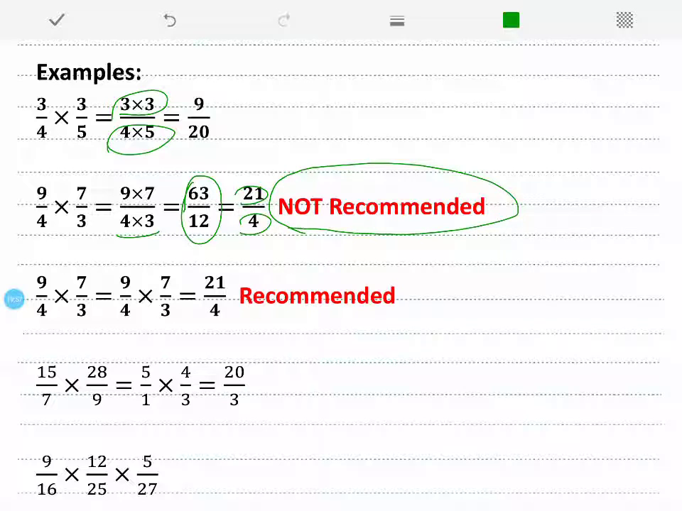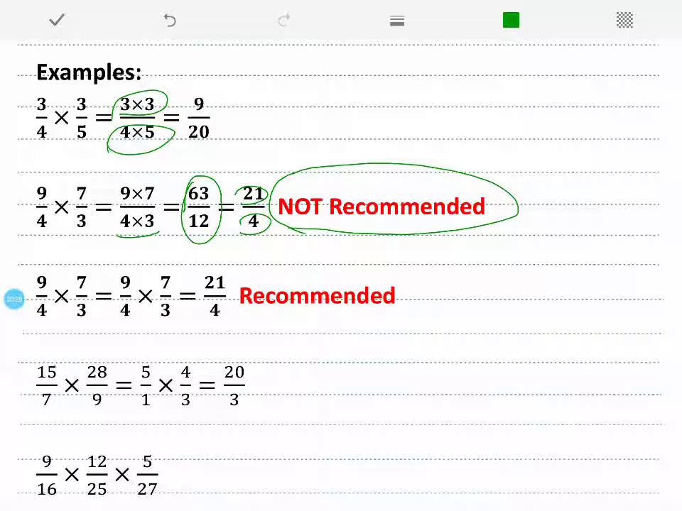Okay, let's do it in a recommended way, in a quicker way. We simplify during the calculation. So 9 over 4 times 3 over 7. Basically, for multiplication, you can simplify the calculation from any top with any bottom. Here, when I say top it means numerator and bottom means denominator.